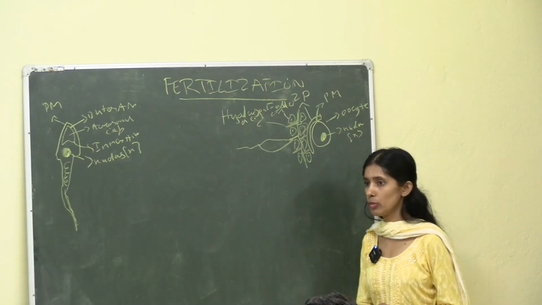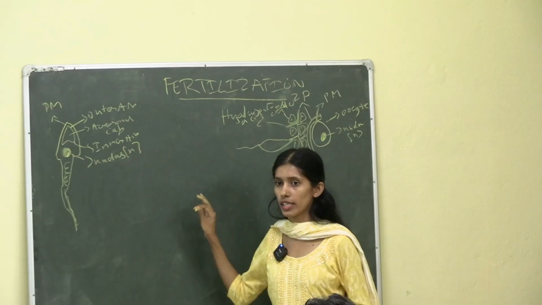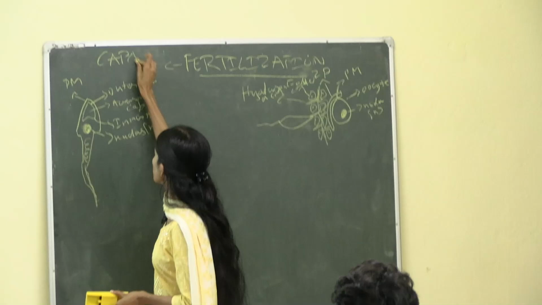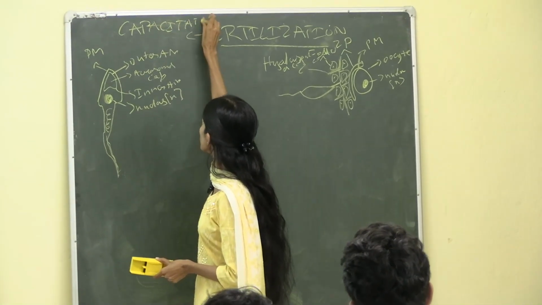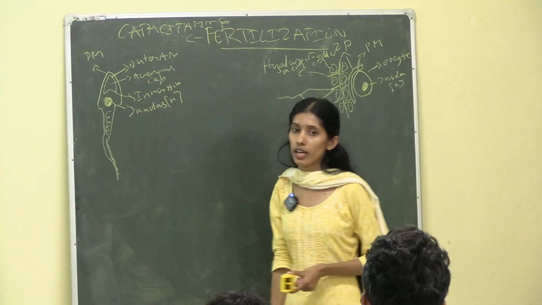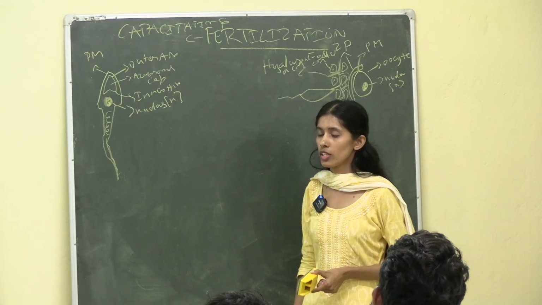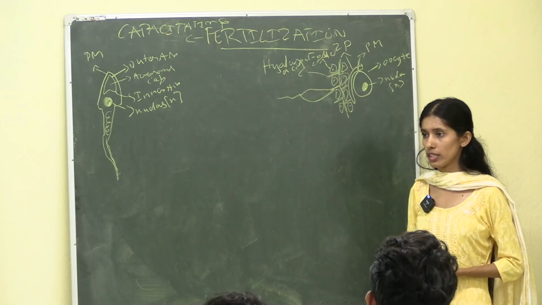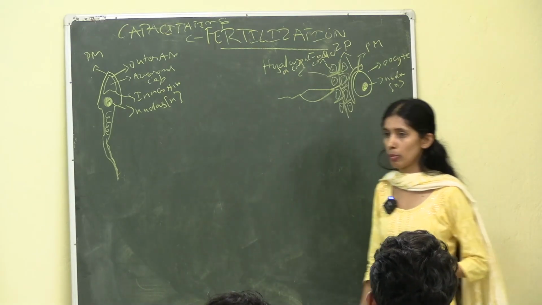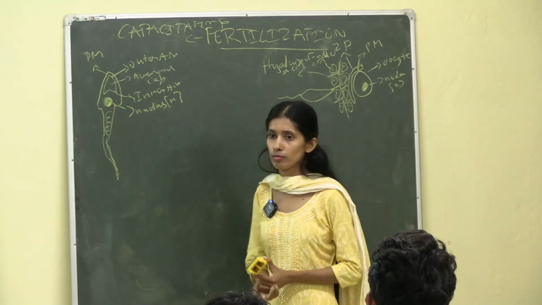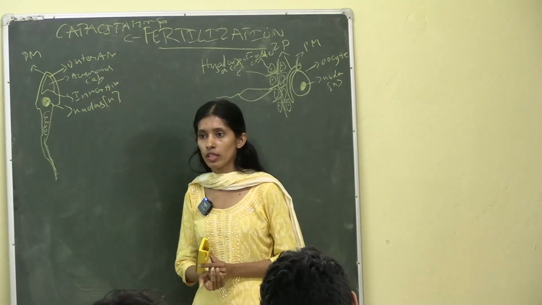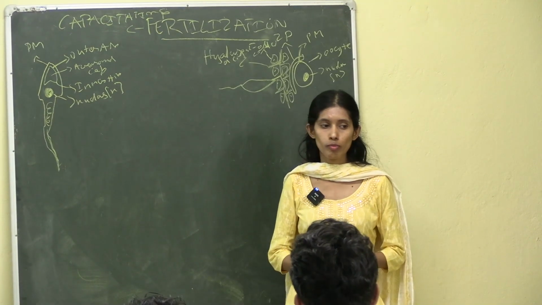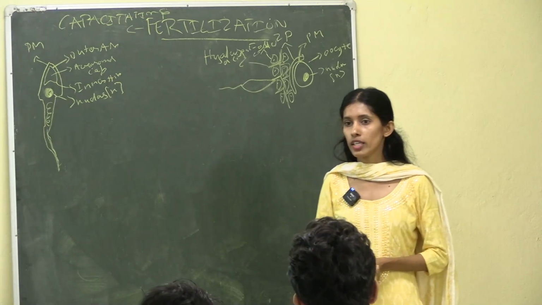Whatever you all said is right, but there are two important headings to study this entire process. The first is capacitation, and the second is acrosomal reaction. First we will see what happens in capacitation. What do you mean by capacitation? Capacitation is nothing but the maturation of your spermatozoa. The process of maturation of spermatozoa is called capacitation.